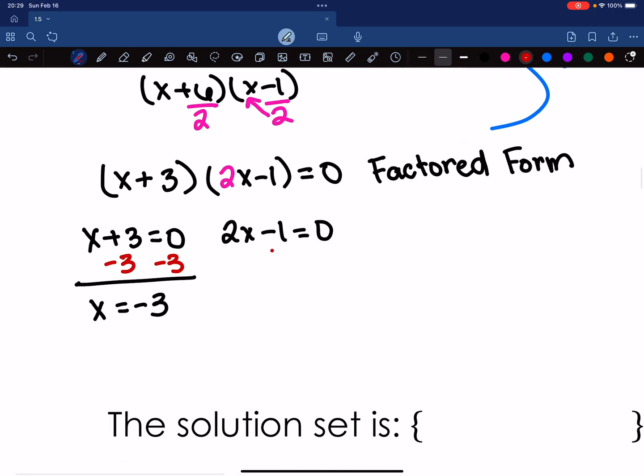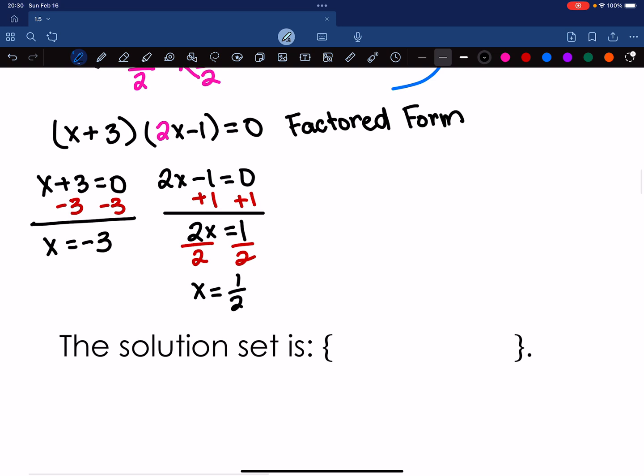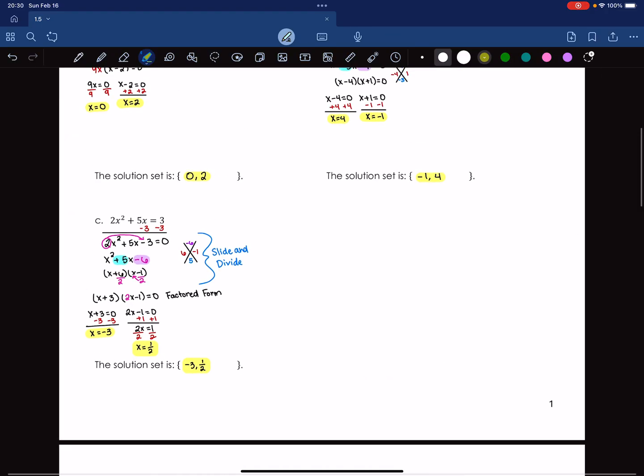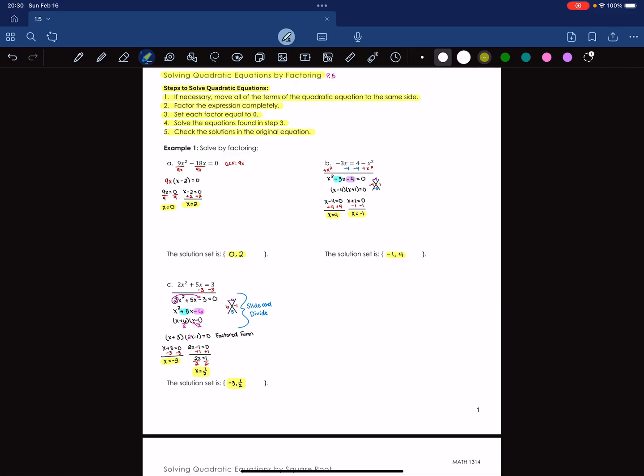The second one, we're going to start by adding 1. It's going to take us 2 steps. So we get 2x equals 1. And then we're going to divide both sides by 2. And that's going to give us x equals 1/2. So we have our solutions right here, but to type them in, we're going to type in negative 3 comma 1/2, and 1/2 does need to be written as a fraction, so we have that. Okay, so that is how you solve by factoring.